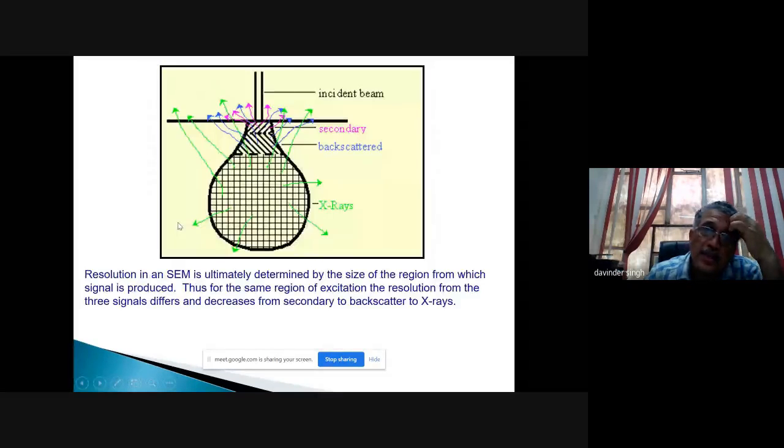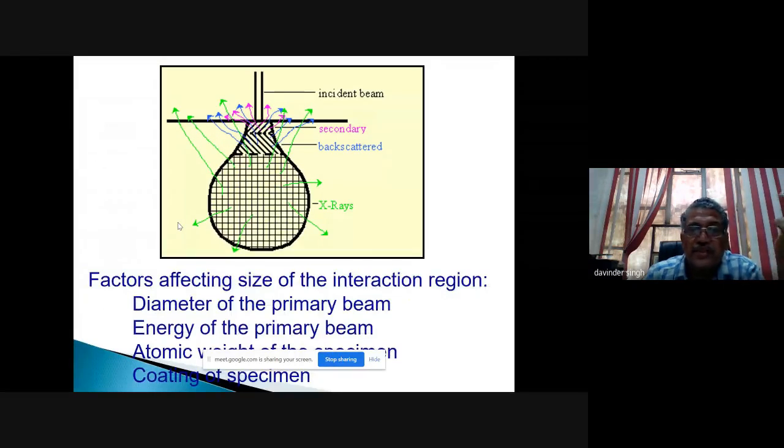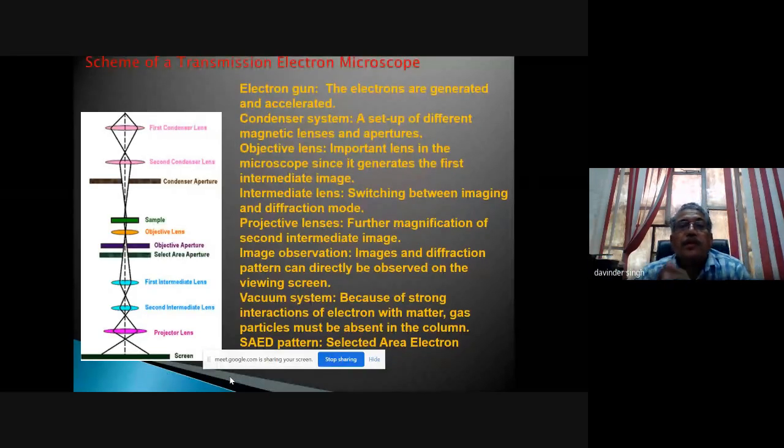Okay, so just an idea of the backscattering and all these scattering, and what factors affect the size of the interaction. It means the diameter of the primary beam, the energy of the primary beam, the atomic weight of the specimen, meaning the target, what type of target, and the coating of the specimen. When you do the coating, it should not be very thick, so that it should stop only at the coating. So you have to be very careful about all these systems.